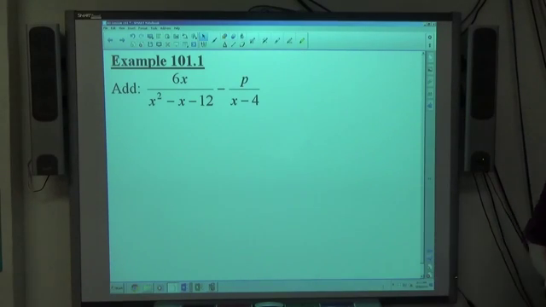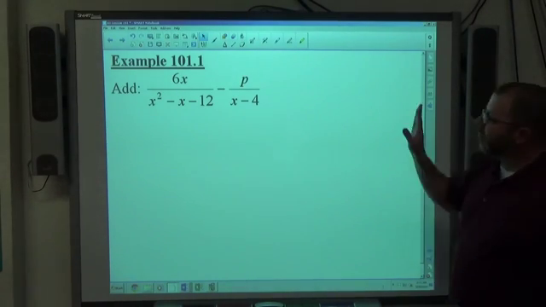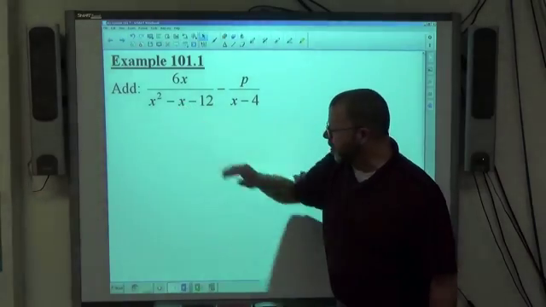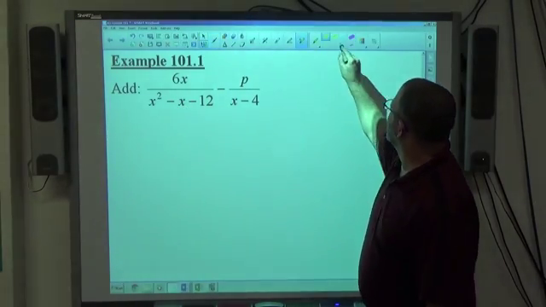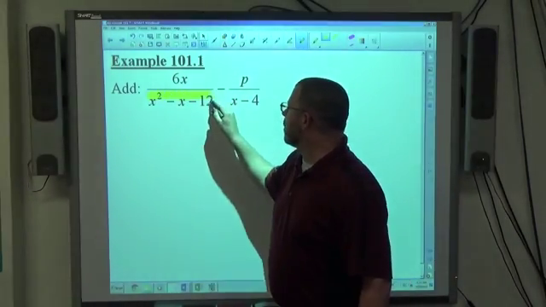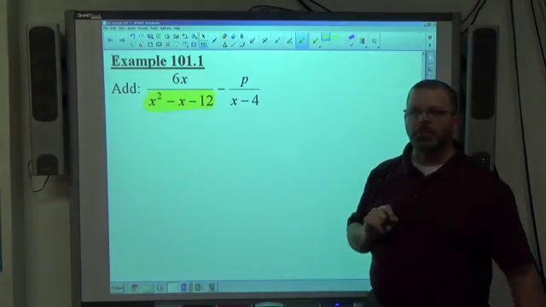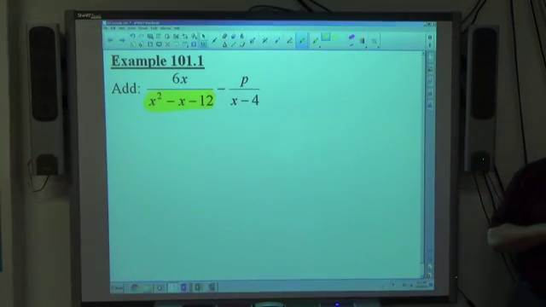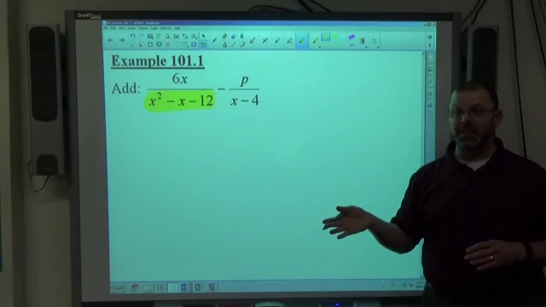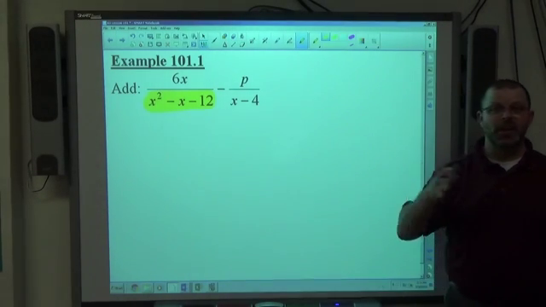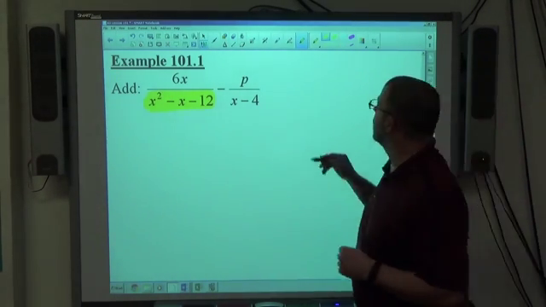Example 1, adding fractions algebraically. And what I'm looking at is a factorable denominator. So as soon as I see on the denominator x to the second power, I'm looking at a possible factoring situation. Okay, factor trinomial, lesson 69 of the book, we did that. We're in lesson 101, so we had 32 lessons to practice this skill, hopefully getting pretty good at it by now.